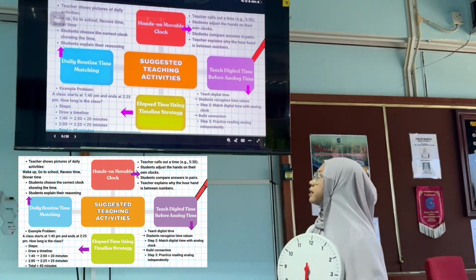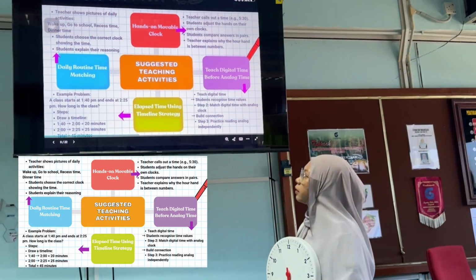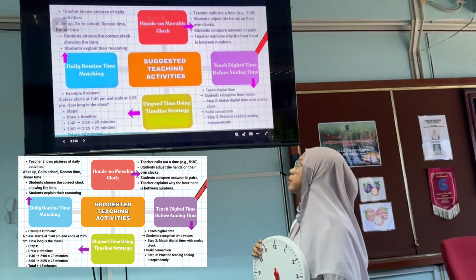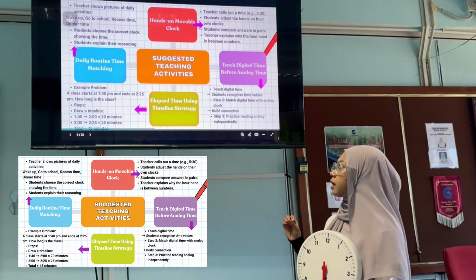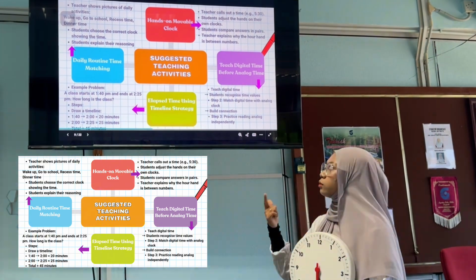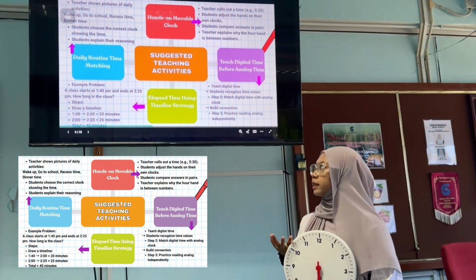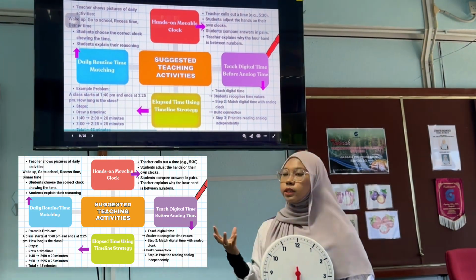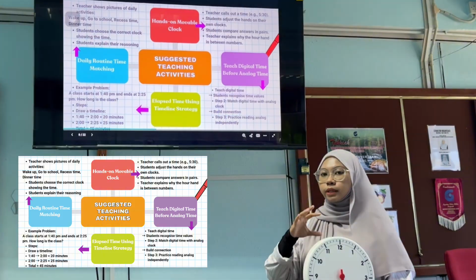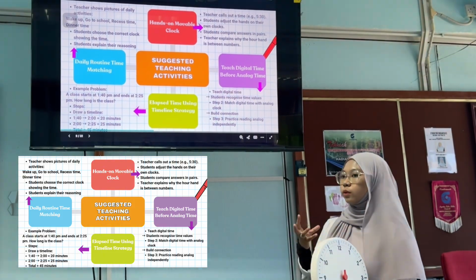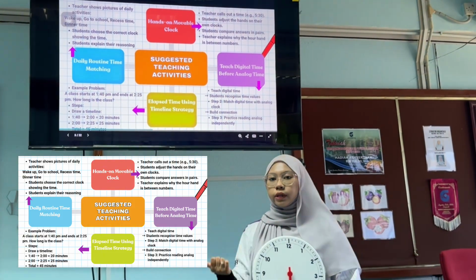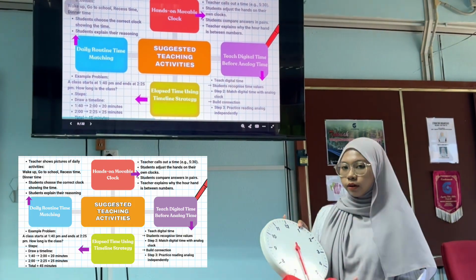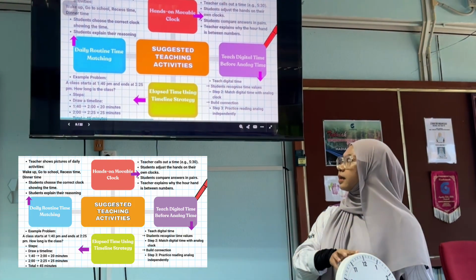And the last strategy is daily routine time matching. For example, teachers can choose pictures of daily activities, such as waking up, going to school, recess time, and dinner time. From the pictures, the students can choose the correct clock showing the time. From the situation, the students can easily know whether the time is morning, evening or night, so they can apply it to the analog clocks. Next.